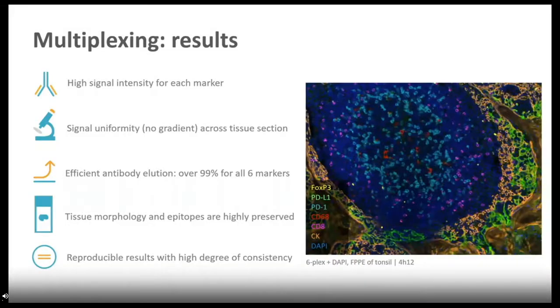The conclusion of this first part of the study is that LabSat offers a TSA-based multiplexing approach with high signal intensity for each marker, an adequate signal uniformity across the tissue section, and an efficient antibody elution with over 99% of signal removal for the 6 markers, while preserving the tissue morphology and the epitopes at the same time. All this with a high level of consistency.